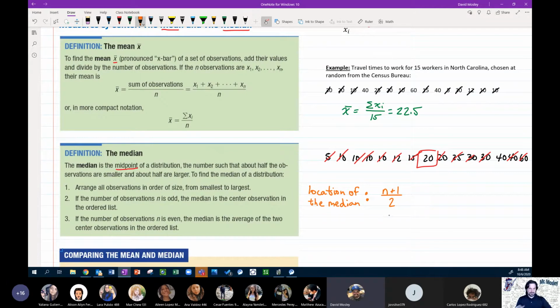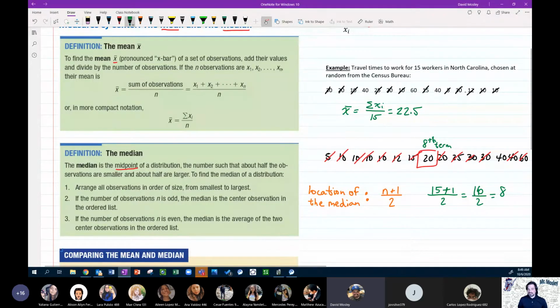If we look at this example, we would have 15 plus 1 divided by 2, 16 divided by 2 equals 8. 1, 2, 3, 4, 5, 6, 7, 8. This is the 8th term in my ordered list.